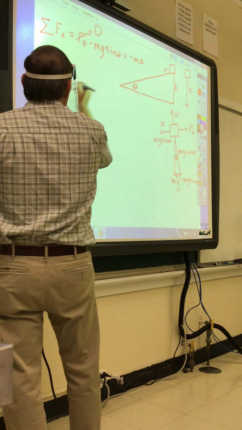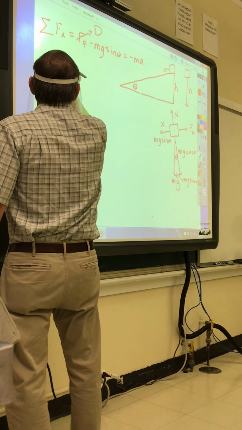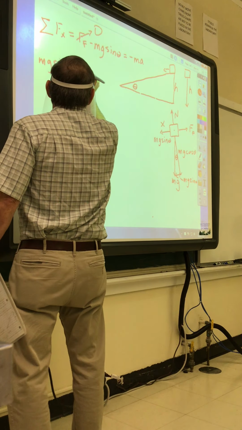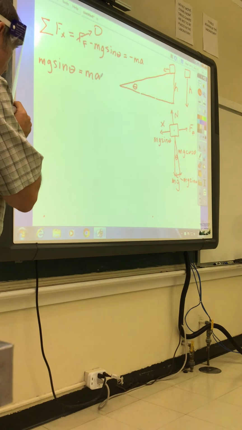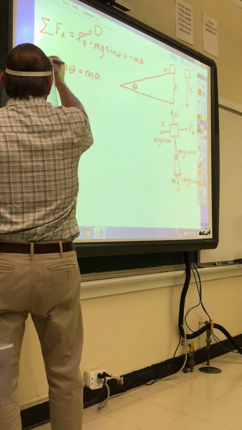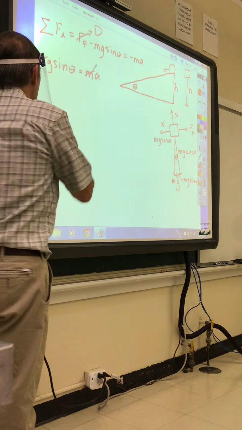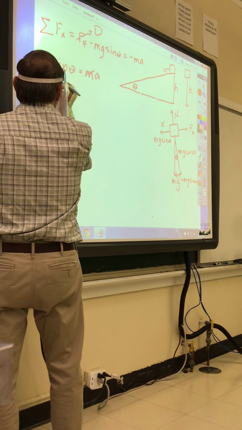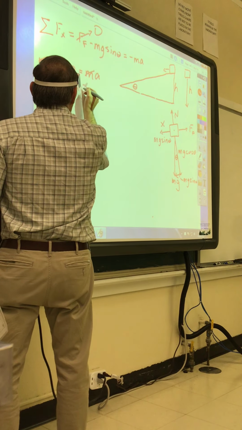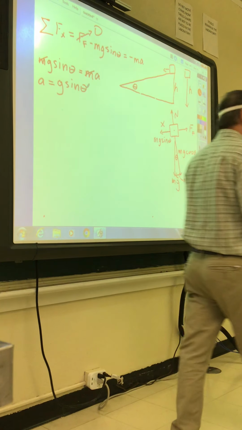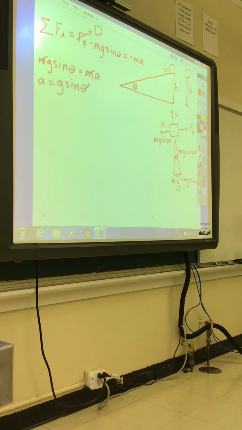So if I multiply through by negative 1, I get rid of the negative sign. Right, so mg sine theta is equal to ma. As we anticipated, the masses cancel, so that the acceleration is equal to gravitational acceleration times sine of theta. Now this is only true if there is no friction. If there is friction, then the expression is of course a little more complicated. It would depend upon the mass, because friction depends upon the mass.